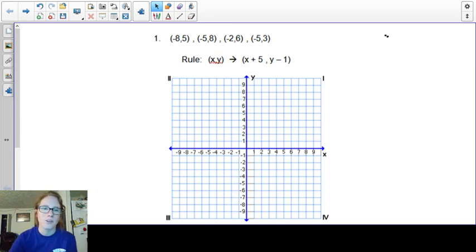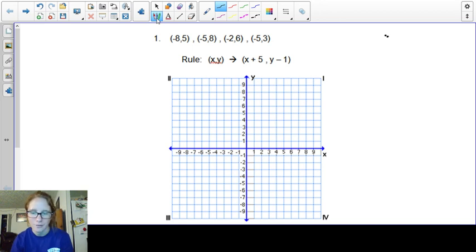Alright guys, so today we're going to go ahead and go through our review for our translations and other transformations that we do on our grid system. So first, we have to plot our original points. So I have -8, 5. I have -5, 8. I have -2, 6. And I have -5, 3. So I have this rectangular shape.